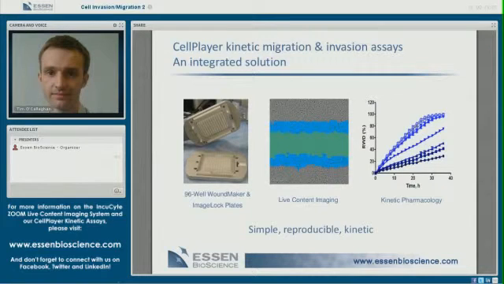The cell player kinetic migration and invasion assays are an extension of the scratch wound model. They employ a 96-well wound maker and image lock plates to create consistent wounds in all wells of the 96-well plate. The plate is then placed within InvasionMigration Zoom, and images are acquired over the course of the assay. Migration is quantified as cells move into the wounded zone, and the resulting metrics can be used to plot time courses and generate kinetic pharmacology. The assay is simple, reproducible, and kinetic.